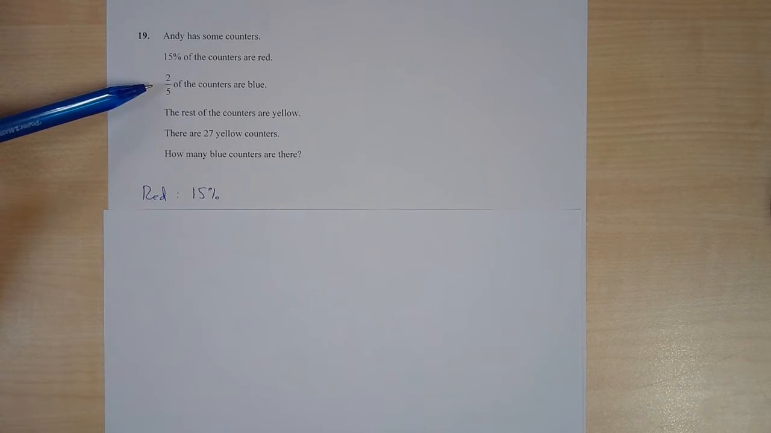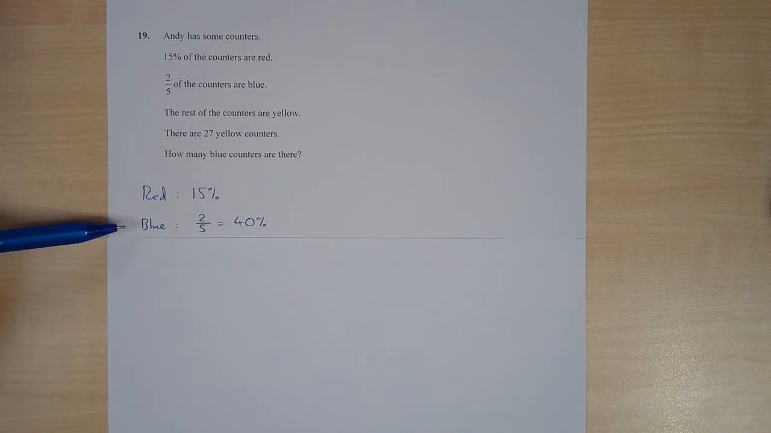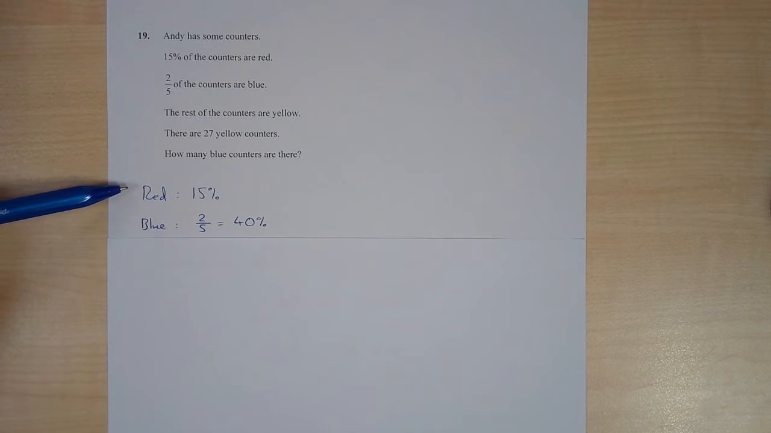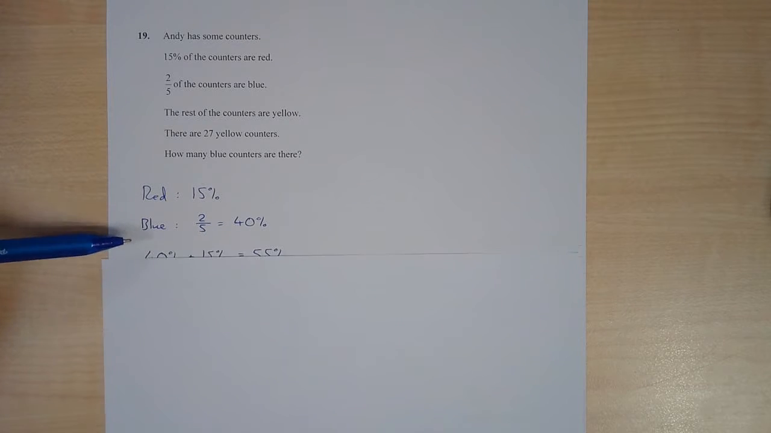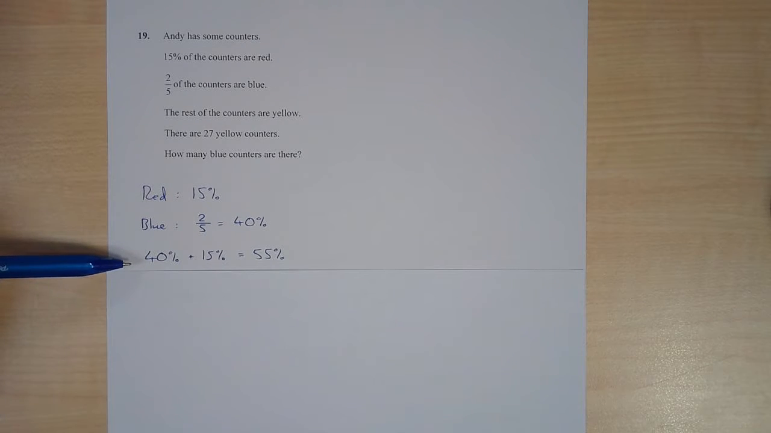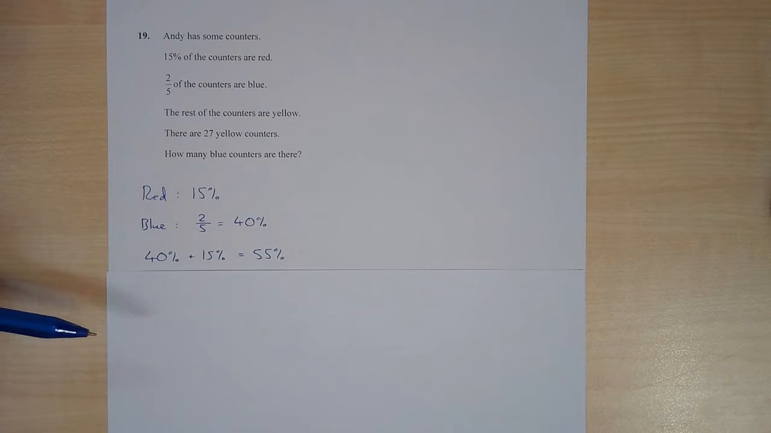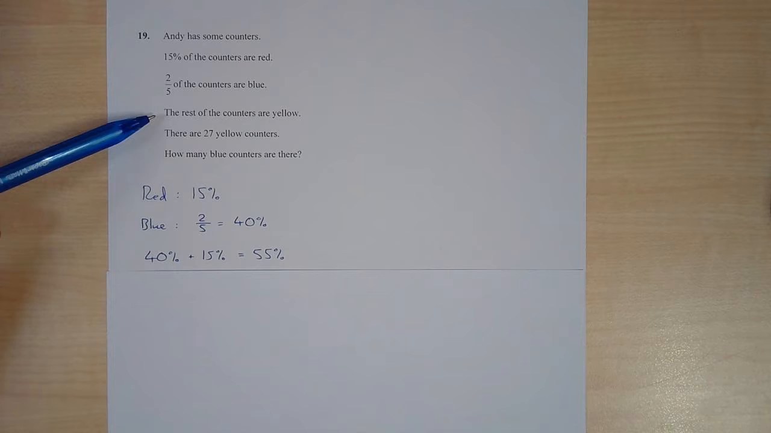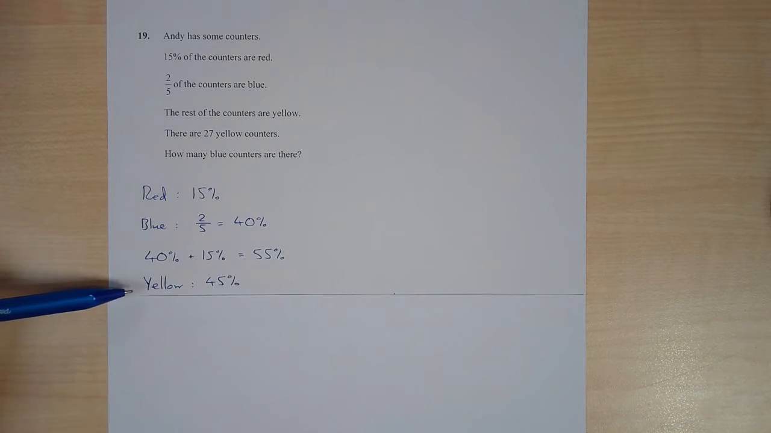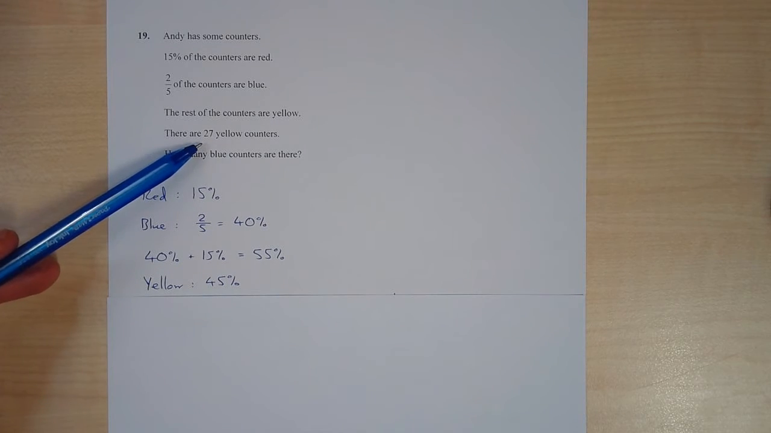2/5 of blue, well 2/5 of the percentage is 40%. So red's 15, blue is 40, that totals 55%. Well, if 55% are those two colours in total, and because the remaining ones are yellow, that means the yellow ones must be 45% in order to add up to 100. So now I can say the proportion of yellow counters is 45%, and I'm told how many that is, 27.